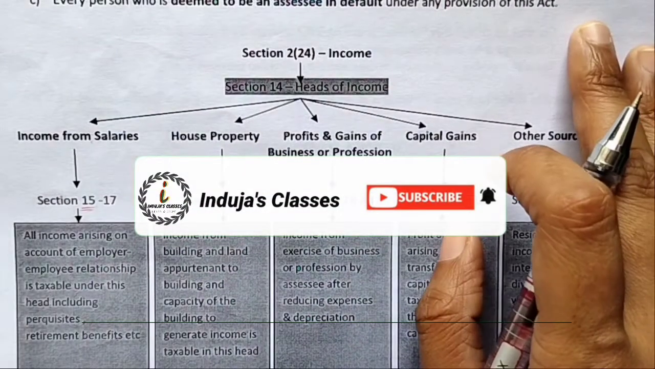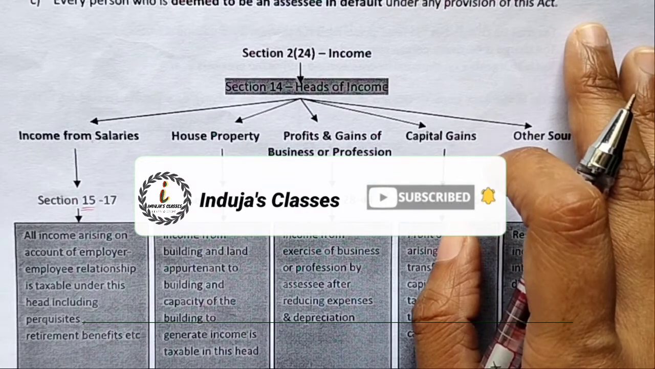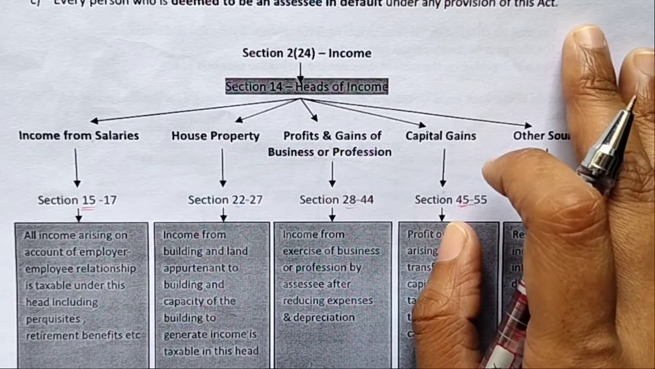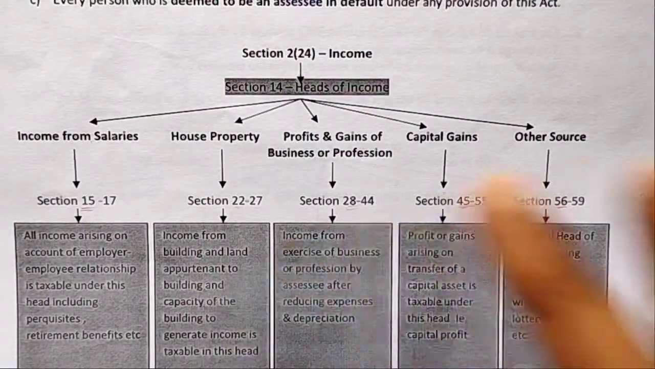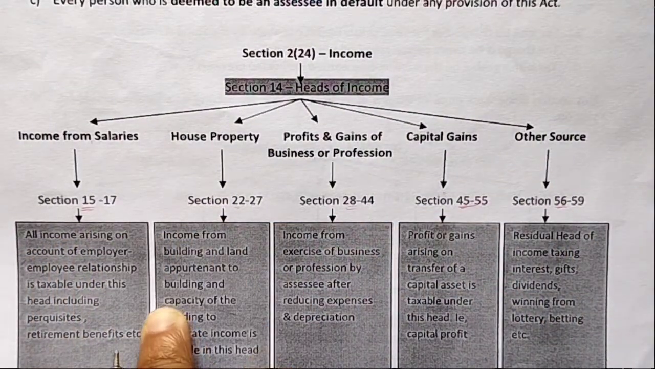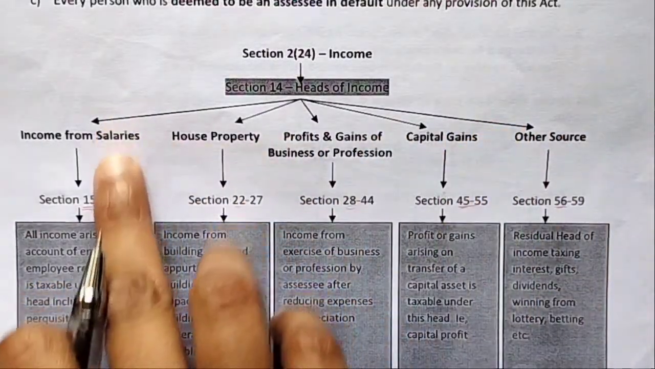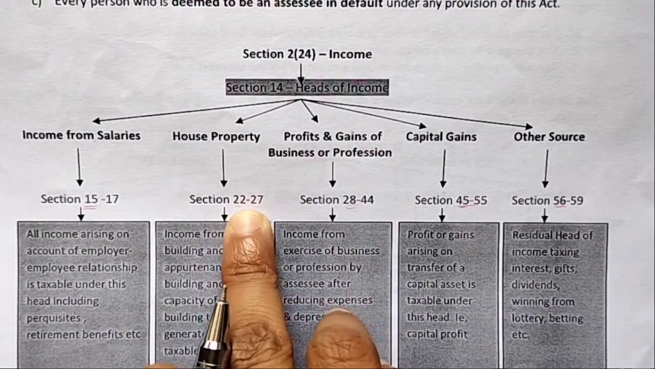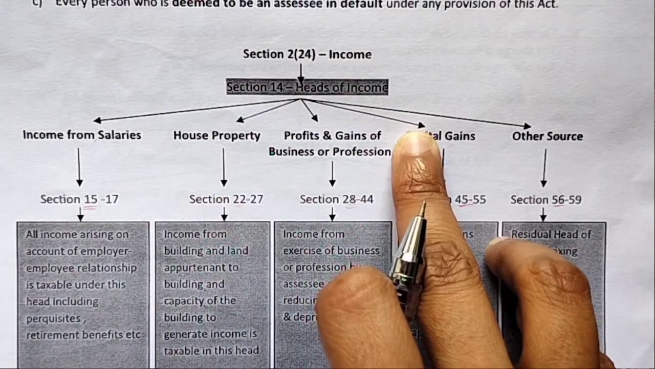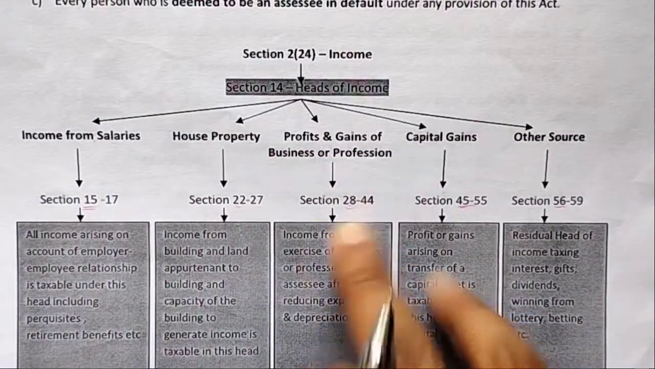Hi friends, in this video we are going to discuss the income from house property. Before that, we have to look at the heads of income. So the first head is income from salary. Sections 15 to 17 contain matters related to income from salary. Then income from house property is contained in sections 22 to 27. Then profit and gains from business or profession, sections 28 to 44, is related to PGBP.